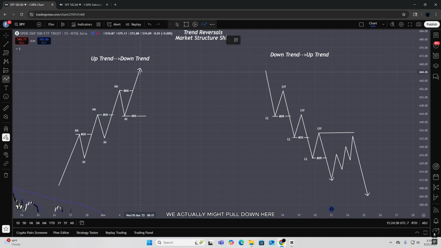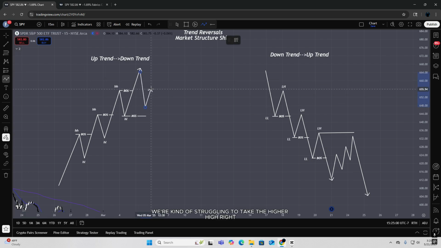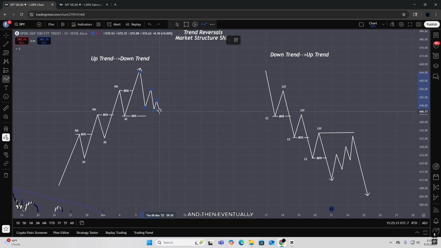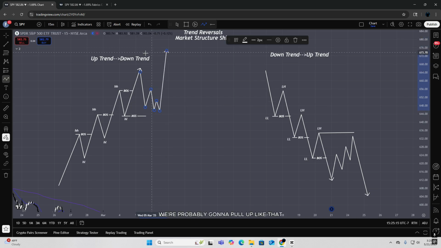And same thing for uptrend to downtrend. We actually might pull down here. We see that we're struggling to take the higher high, but we don't have the confirmation that we're going to see that reversal or that fat pullback down. We're probably going to see something like this, and then eventually we're probably going to pull up like that. That's why it's very important to wait for the confirmation.